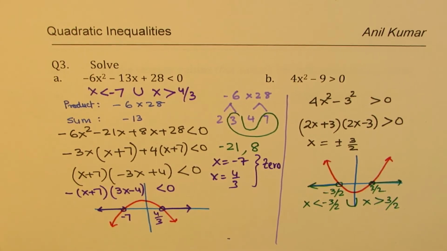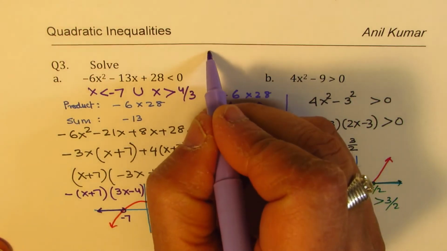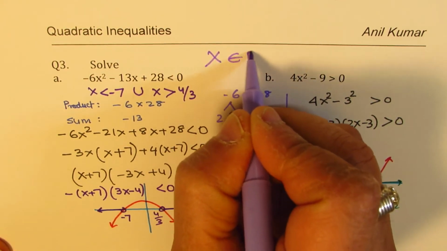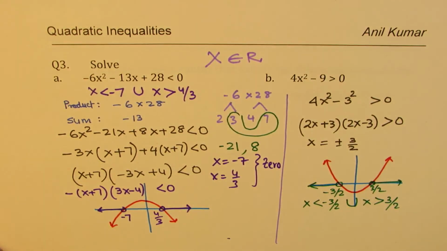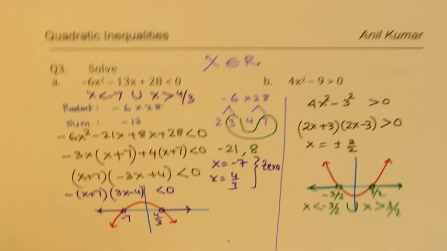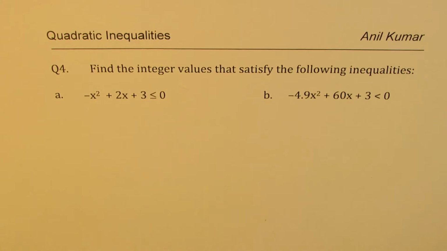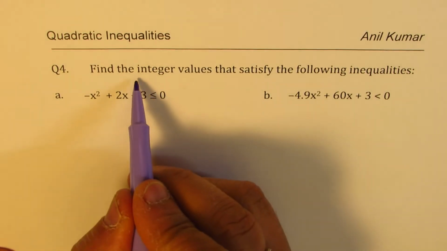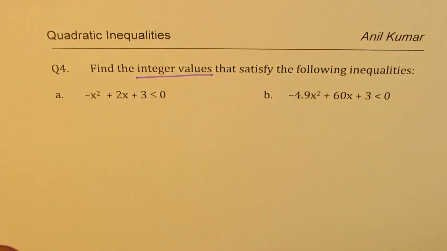So I hope till now it is absolutely clear. So we have taken quadratic inequalities where the solution was in the set of real numbers, right? So here we are considering x belongs to real numbers, correct? Now we'll take a short break, after which we'll look into the inequalities solution where the solution is going to be the integer values, right? Not the real numbers. I would like you to copy this question, try to solve it.